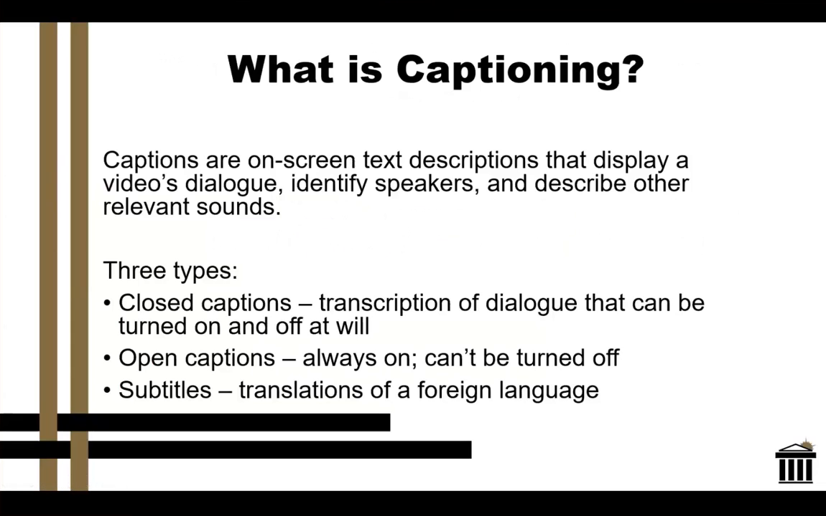What is captioning? You've probably seen captions if you've ever turned on your captioning option on your television at home. Captions are the on-screen text that display a video's dialogue, identifies speakers, and describes other sounds that can be heard, whether they're relevant or not. The three types are closed captions, and those can be turned on and off at will. Open captions, and they are always on, they can't be turned off. And then there's subtitles, which are translations we're accustomed to seeing if we watch a film in a foreign language.